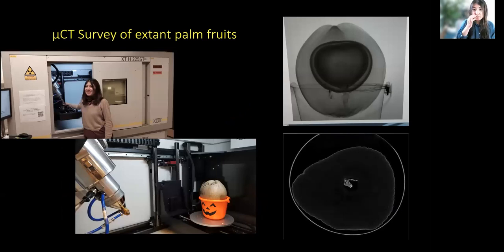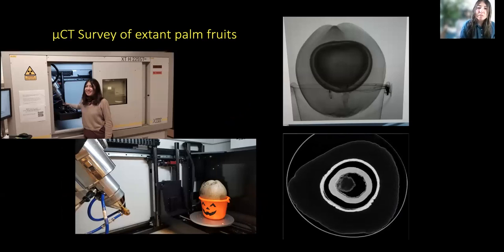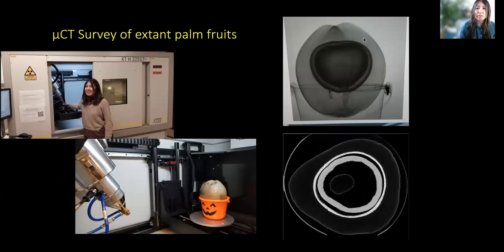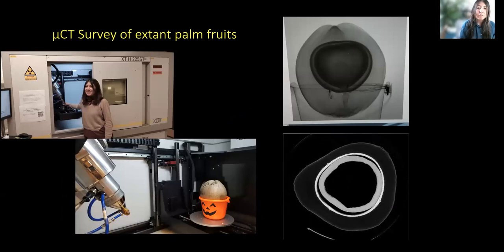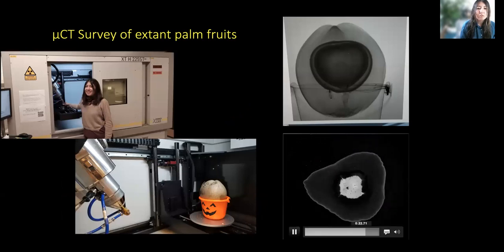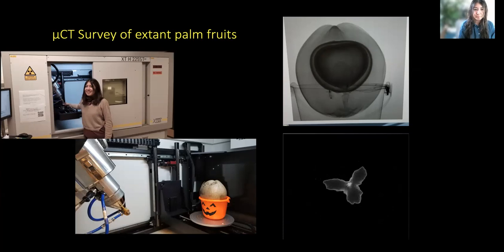So micro-CT is a form of high-resolution X-ray tomography that produces 3D images of a specimen from 2D X-ray images, like this one here, similar to medical CT or CAT scans. It's fast, non-destructive, and data sets can be sliced at any angle, such as this coconut data set, which we're seeing in transverse section.